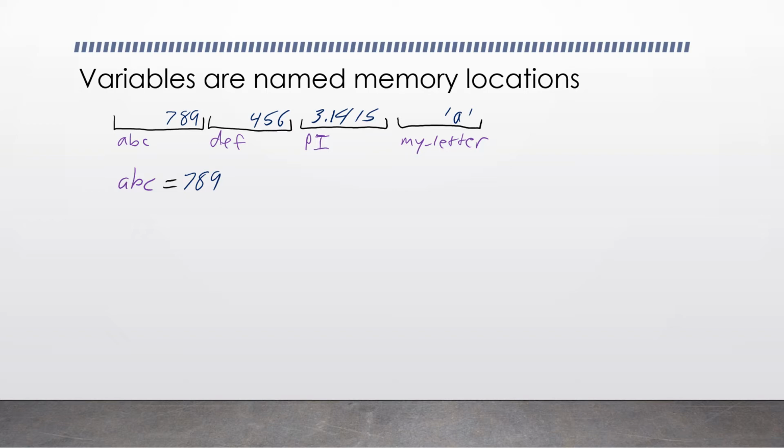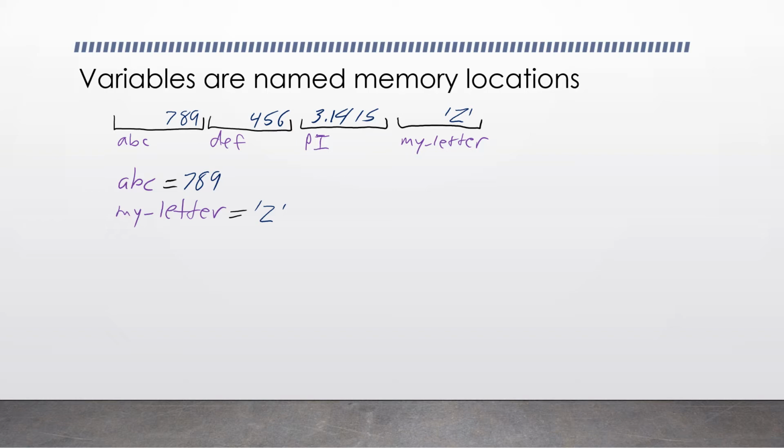I could write a statement that says my letter equals Z, and suddenly the computer is going to rewrite that variable to hold the letter Z. So that's how variables are called variables.